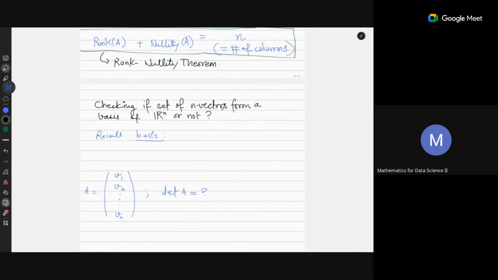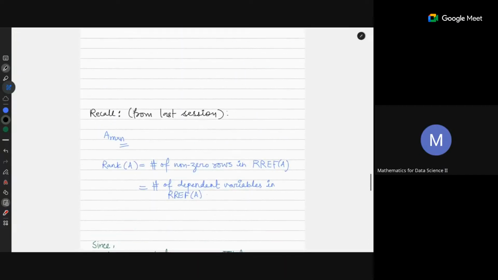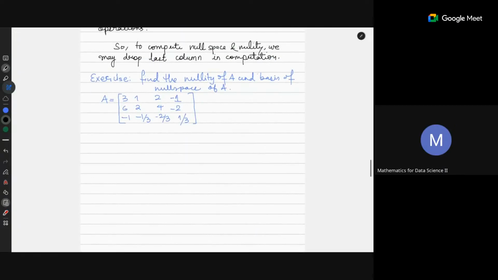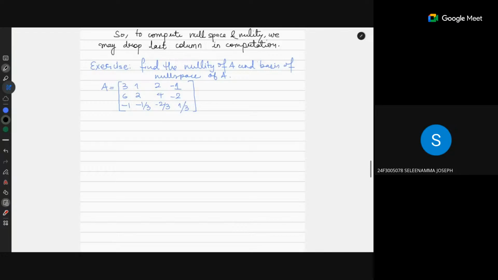So let's do one exercise before we go further. Let's do this exercise itself, not just finding the nullity, but also computing the rank and then verifying the rank nullity theorem. Nullity is also mentioned as the dimension of null space. Then rank plus dimension of null space is equal to the number of variables.